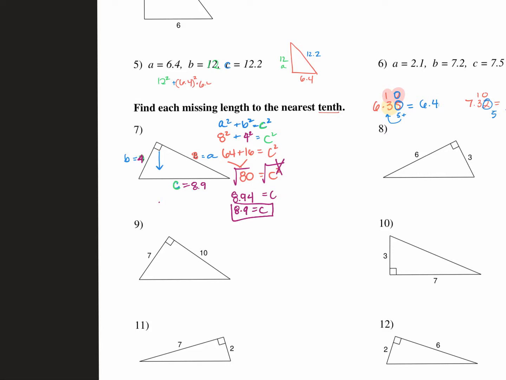Okay, so remember step 1, label A, B, and hypotenuse. Step 2, substitute your values, your lengths. Step 3, simplify. Step 4, inverse operation, square root.